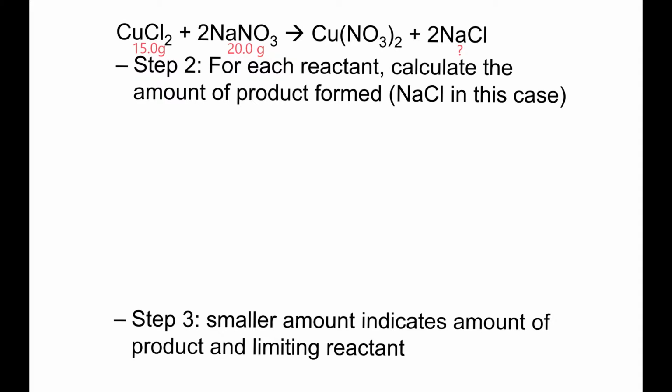Now below each reactant, and there's a question mark under our sodium chloride. We need to go to grams for sodium chloride for both of these original numbers. So I get 15.0 grams of copper 2 chloride. And we are going to grams of sodium chloride.